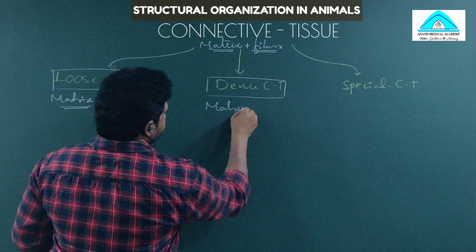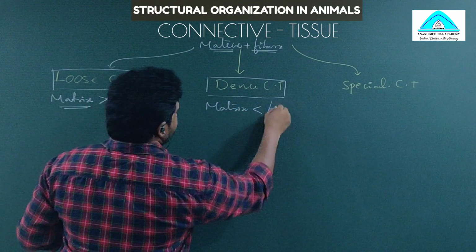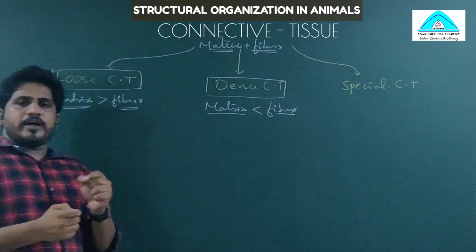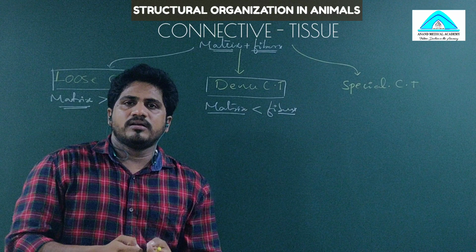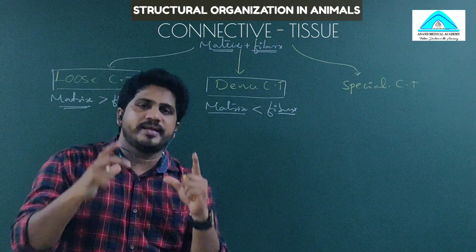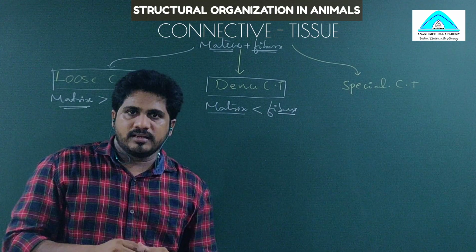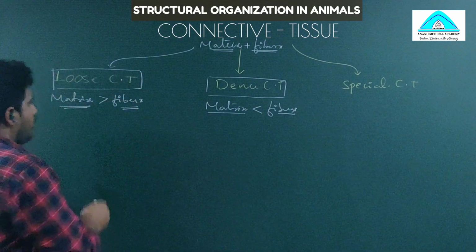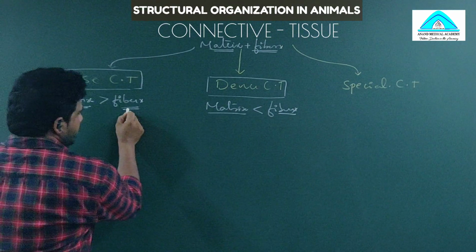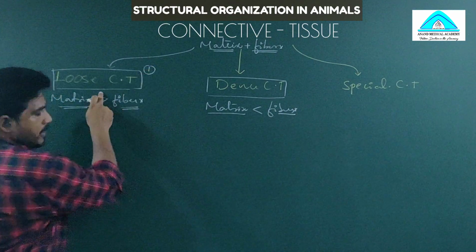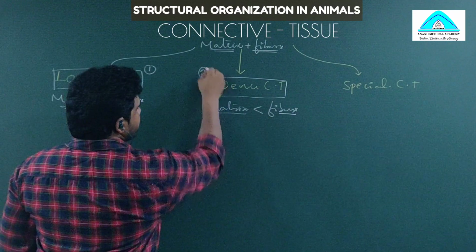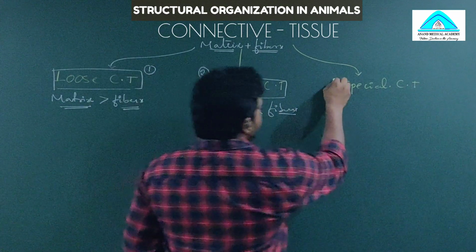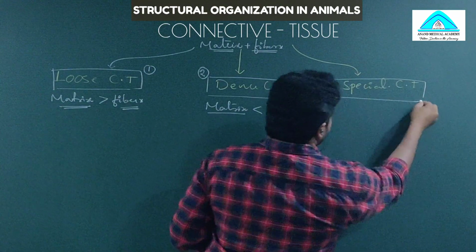On the other hand, in dense connective tissue, matrix is less than fibers and cells. So the fibers and cells content is more, packed very closely, tightly inside the matrix. That's why it looks very dense, very compact. On the basis of the proportion of matrix and fibers, the first type is loose connective tissue, the second type is dense connective tissue, whereas the third type is specialized connective tissue.